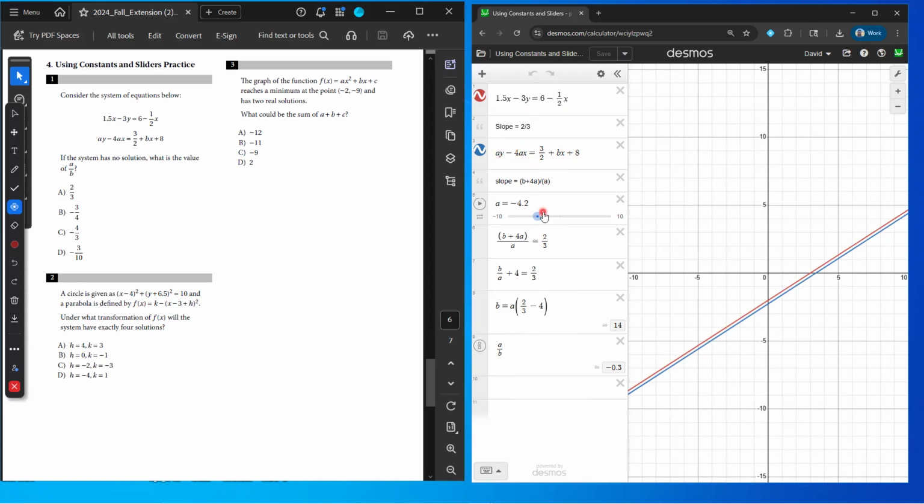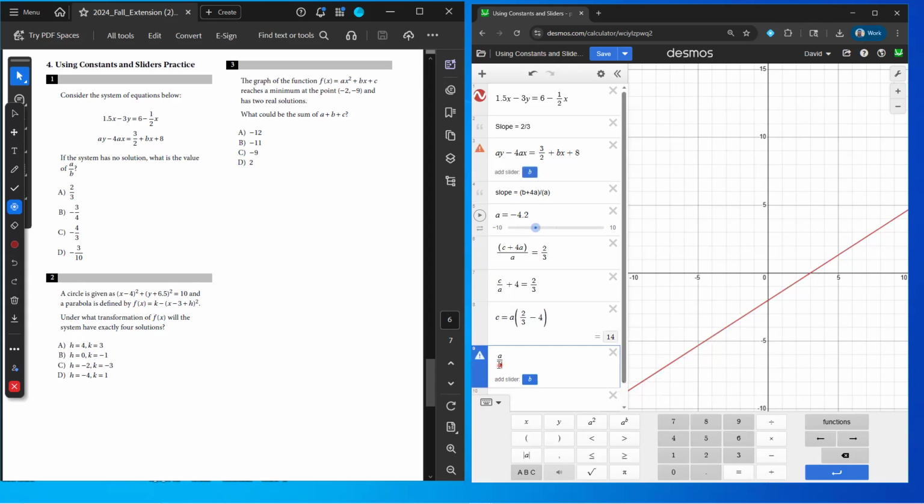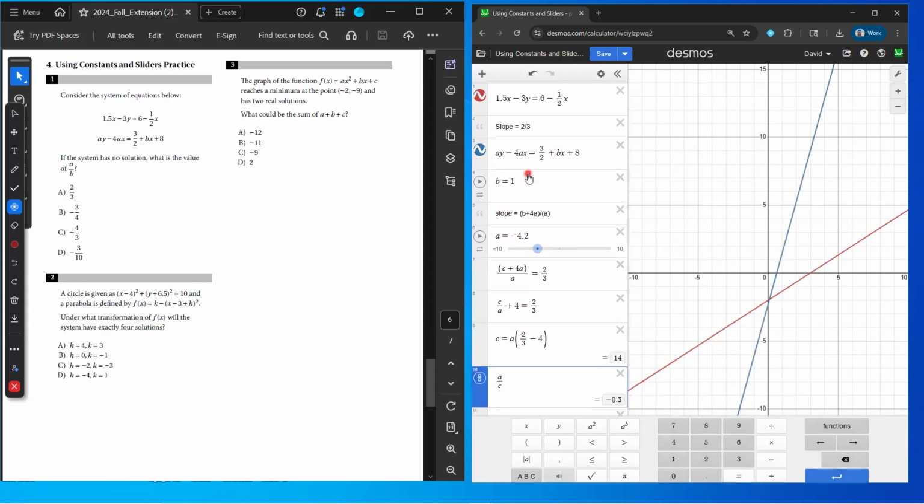From here, though, you typically would not get these values. You normally would get b and a being a slider. So let's see what that looks like for a moment. I'm going to, for these ones, just change them to C for a moment, and we'll come back to that. So we're going to add a slider for B.